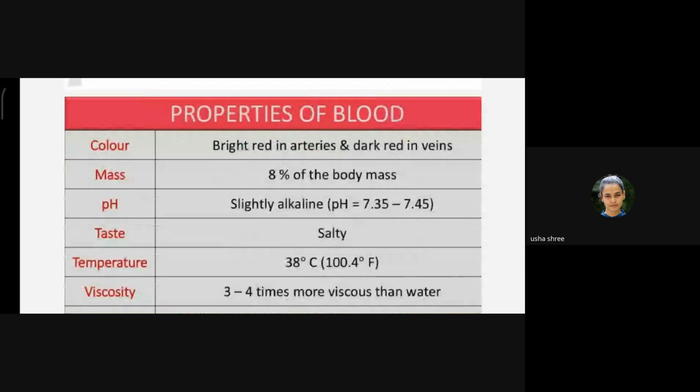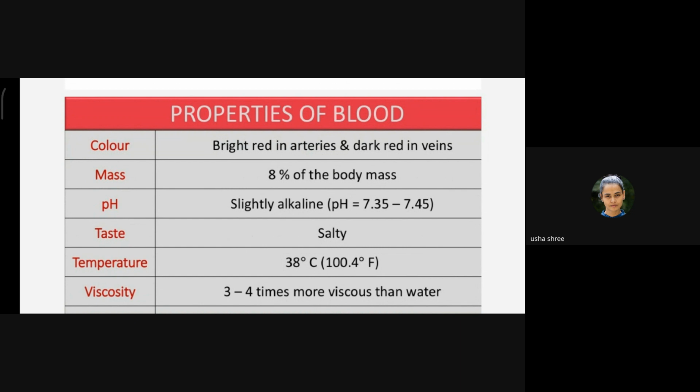Now, properties of blood. Its color is bright red in arteries, mainly when blood is oxygenated or oxygen rich. And when it is deoxygenated or carbon dioxide rich, then it is dark red. Oxygen rich blood travels through arteries and deoxygenated blood travels through veins. So the mass of blood is 80% of body mass.